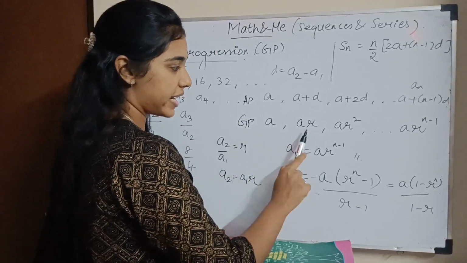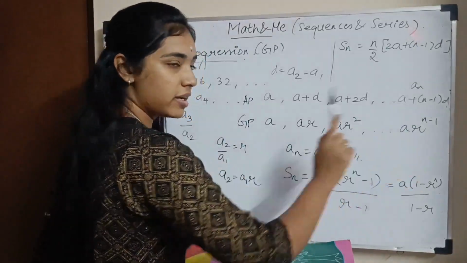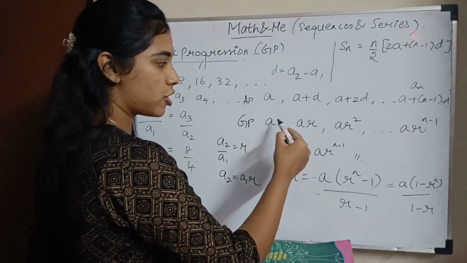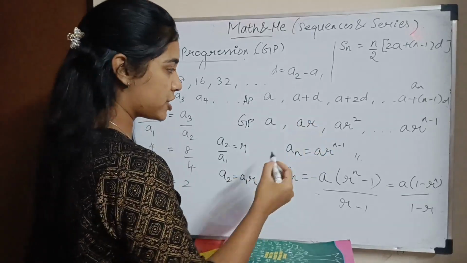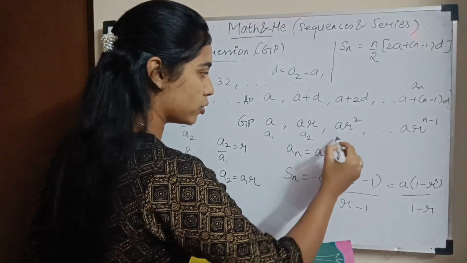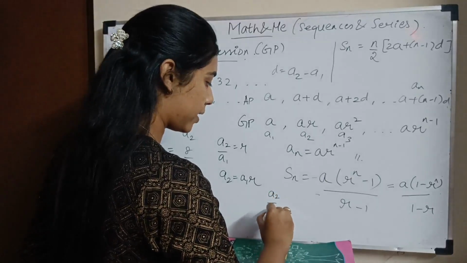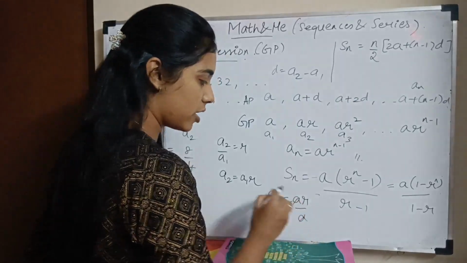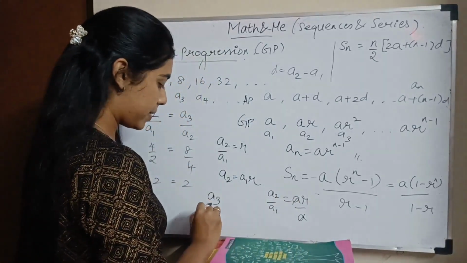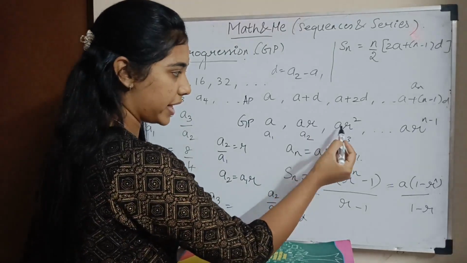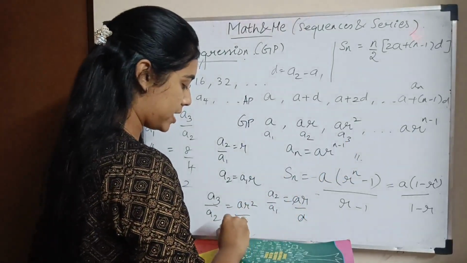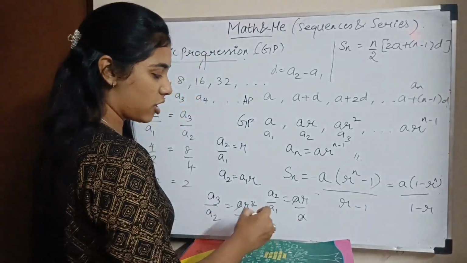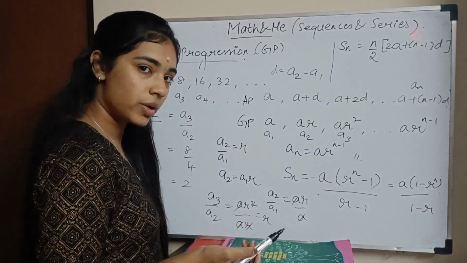The first term is A, the second term is AR, third term is AR square and so on. The last term, the nth term, is AR to the n minus 1. You can also check the common ratio. This is your A1, this is your A2, this is your A3. So what is your A2 by A1? AR divided by A. A goes off, R. What is your A3 divided by A2? AR square divided by AR. A goes off, R goes off. So you have R. So what is your common ratio? R in both cases.